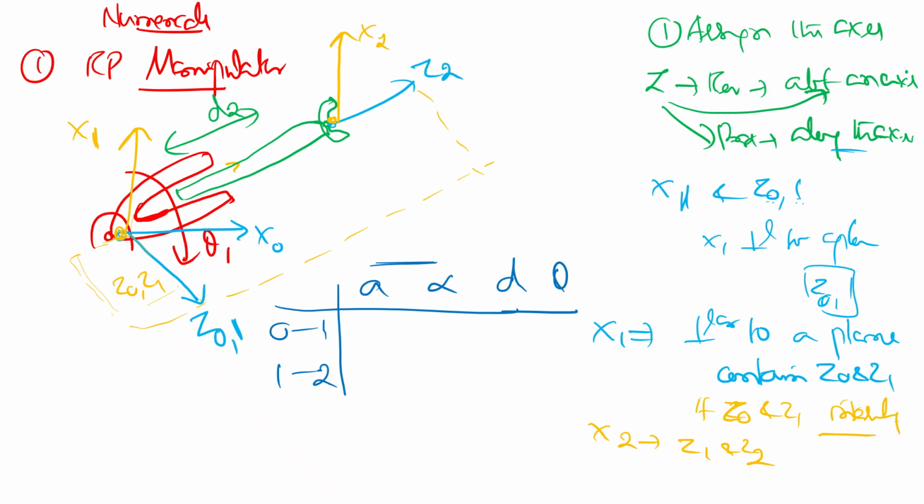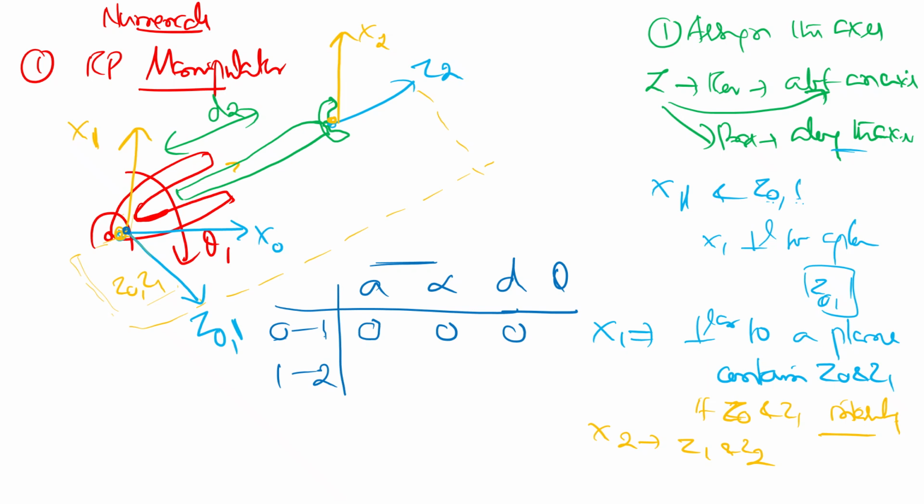Okay, so here Z0 and Z1 are at the same point. So there is no distance, so it is 0. Okay, and then the angle between Z0 and Z1, that is also intersecting, so that is 0. And the next one is the distance between X0 and X1. X0 and X1 are intersecting, so that is 0.